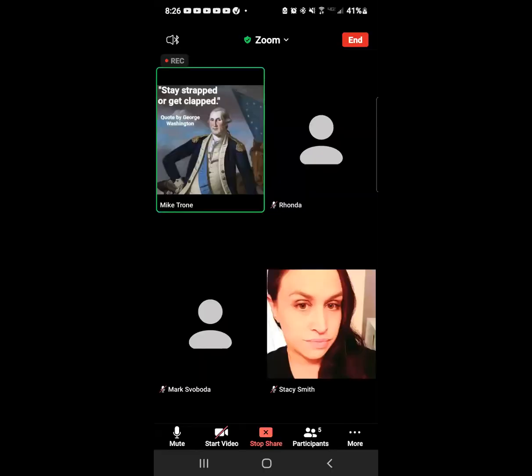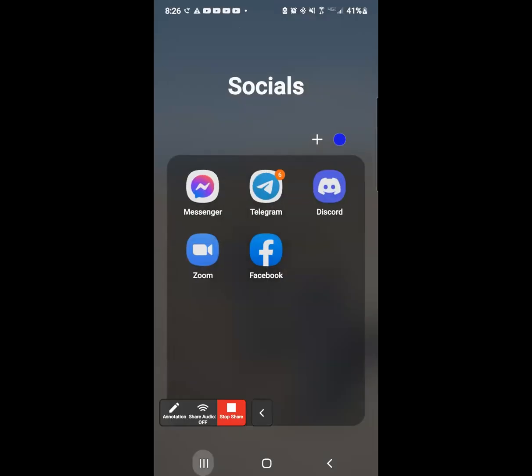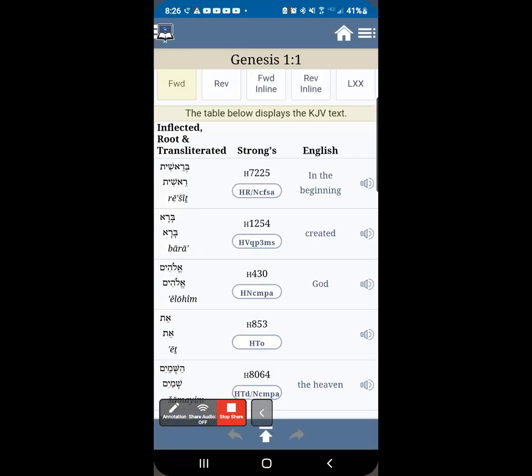And before I go into the physics information, I'm going to screen share real quick. And I'm going to show everybody, where is screen share? Oh, there it is. Share screen. Okay, so we're going to look at Genesis 1:1.